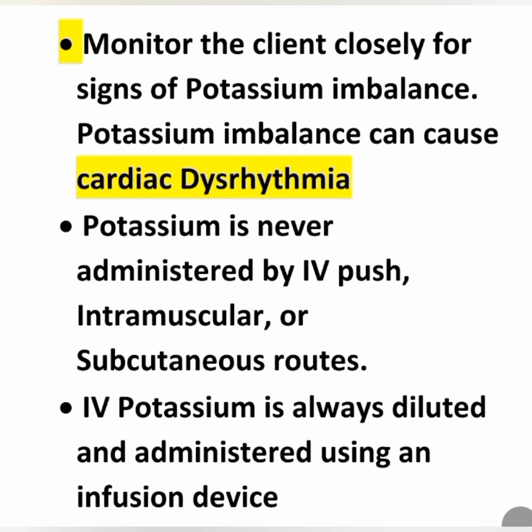How we give potassium is: IV potassium is always diluted and administered using an infusion device, that is, an infusion pump. We should dilute it in RL, Ringer lactate solution, or sodium chloride solution, and then administer it to the patient.